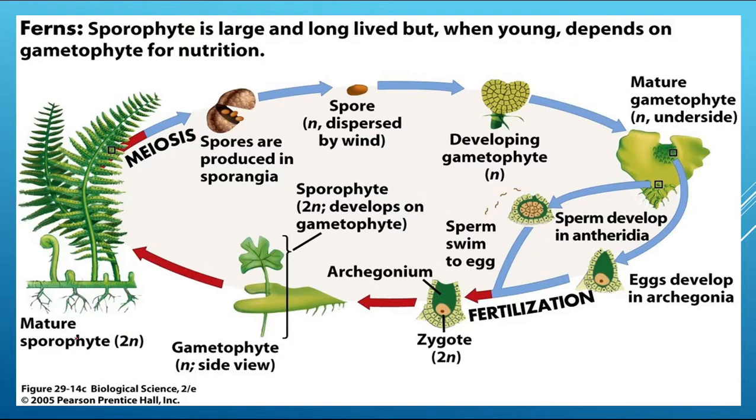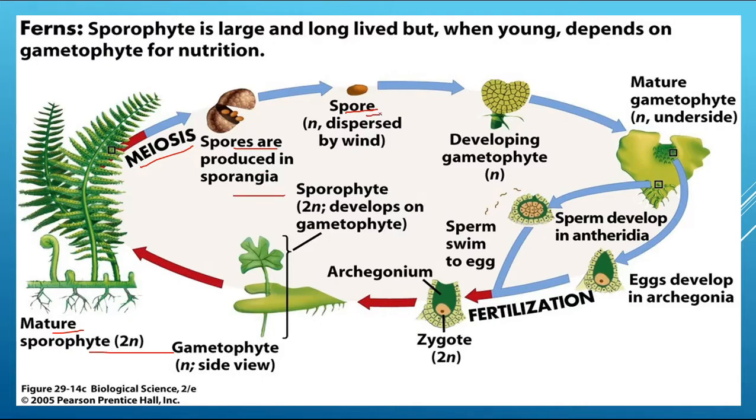This slide is showing the life cycle of pteridophytic plant. Here we can start with this plant, that is the mature sporophyte, which is a diploid structure and has true root, stem and leaves. They produce the spores after the process of meiosis. So the spores are haploid in nature. These spores are produced inside the sporangia.